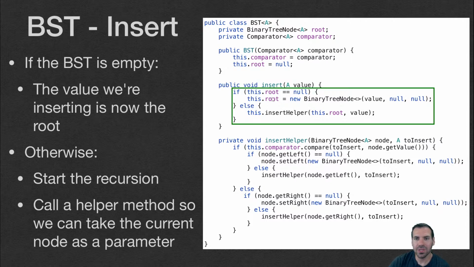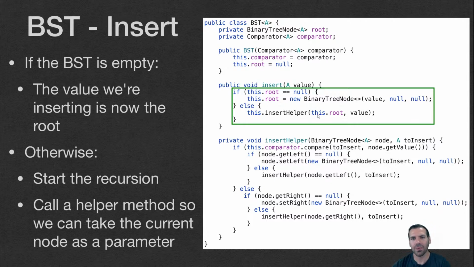So if the root is null, that means we have an empty tree. If we have an empty tree, I don't even have to look at the value that we're inserting. I know where it's going to go. It's the root. It's the first node I've ever seen. It's going to be the root of the tree. It's the very first value. So set the root equal to a new binary tree node, and we're done.